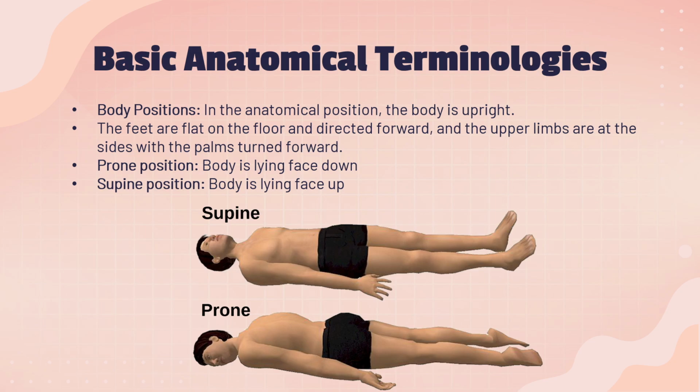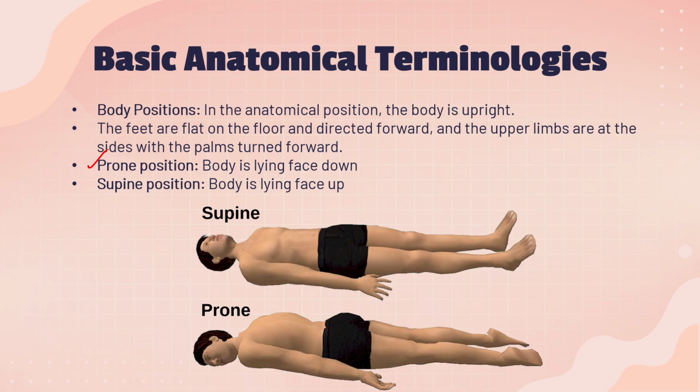So body position, in the anatomical position, the body is upright. The feet are flat on the floor and directed forward, and the upper limbs are at the side with the palms turned forward. Okay. Now there are two body positions. First is the prone and second is the supine. Prone and supine.